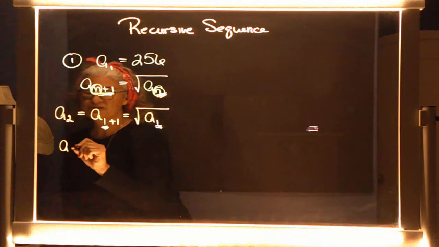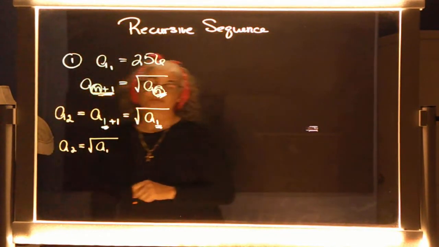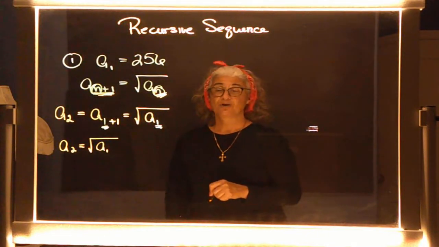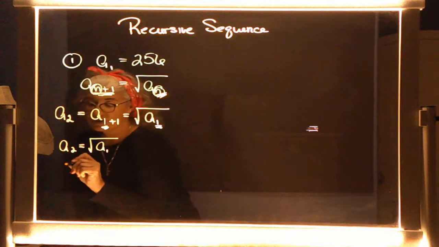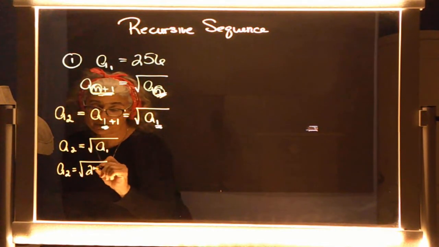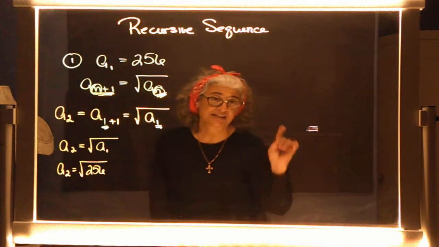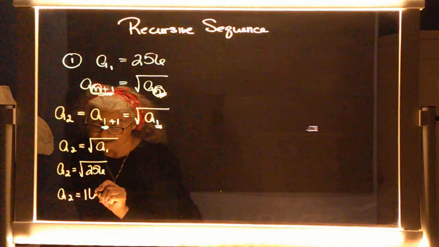So let me simplify it then. This means to find term number 2, I need to find the square root of term number 1. Well, don't I know the first term? Yeah, it's 256, which means to find term number 2, I need to find the square root of 256, which is, yep, I know some of you went to your calculators already and got it, 16.